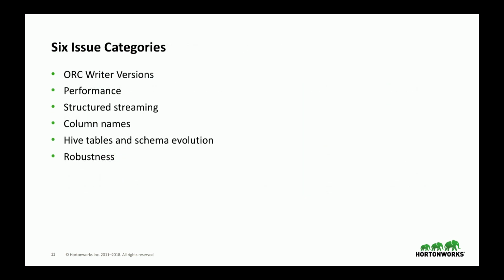So there are many issues, but the ORC issues fall into these 6 categories: the ORC writer version, performance, structured streaming issues, column name issues, then schema evolution, especially inside the Hive table, and the other thing is robustness.